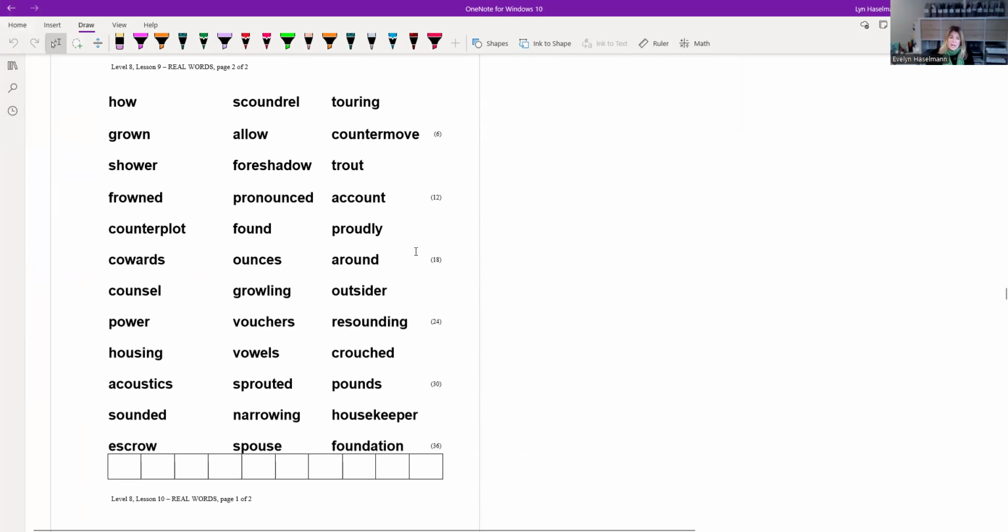So anyhow, that's it. So decode, don't guess. That's it for level 8, lesson 9.